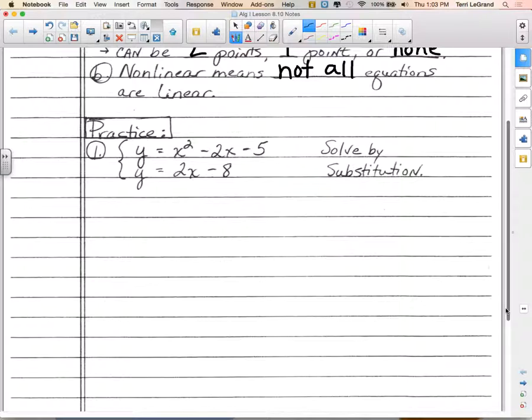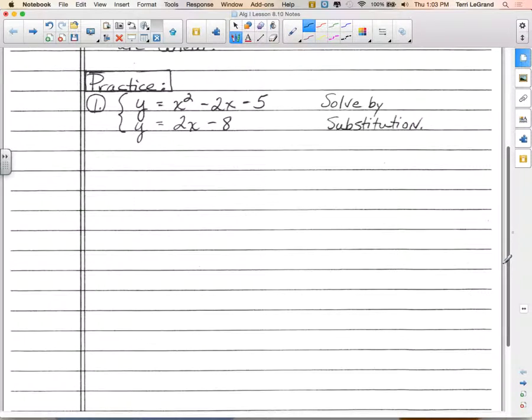So that means when we solve this one algebraically by substitution, we should be able to get 2 solutions, okay? Turn it off for a bit. We're going to solve it algebraically and find out what those solutions are, okay? Solve by substitution. They are both set equal to y.